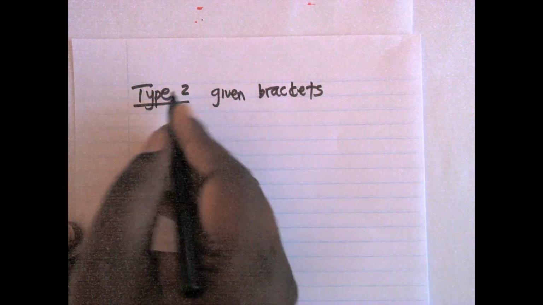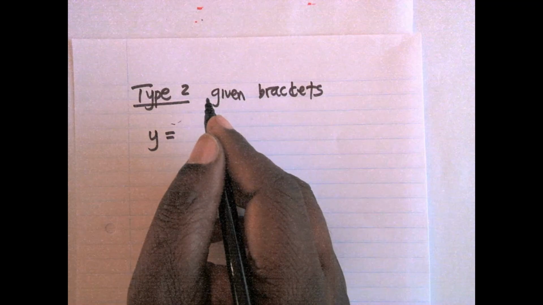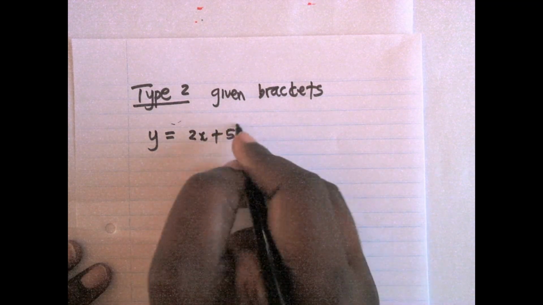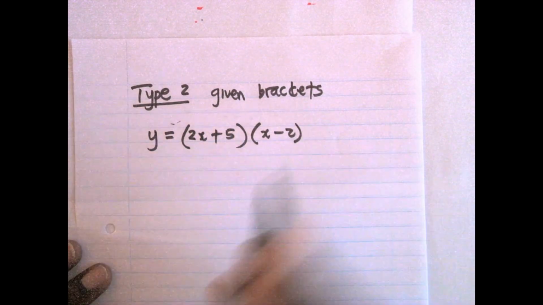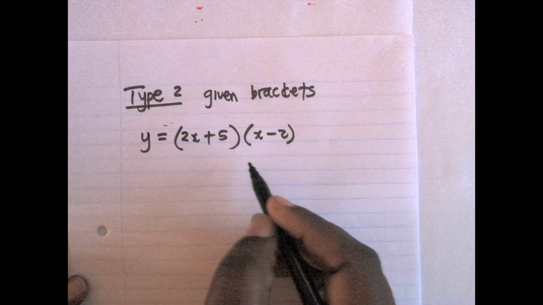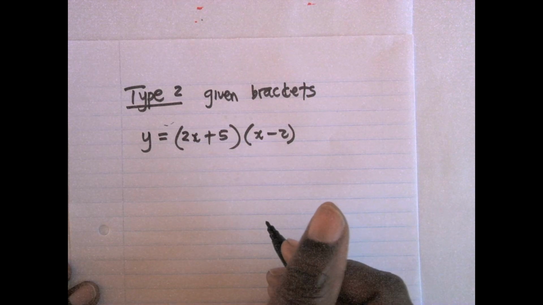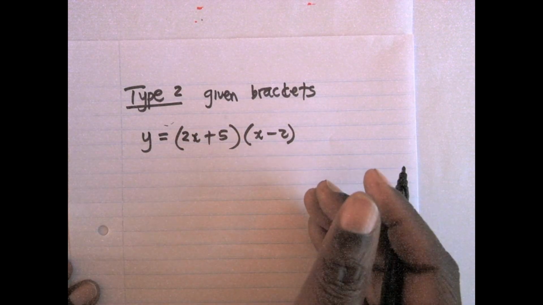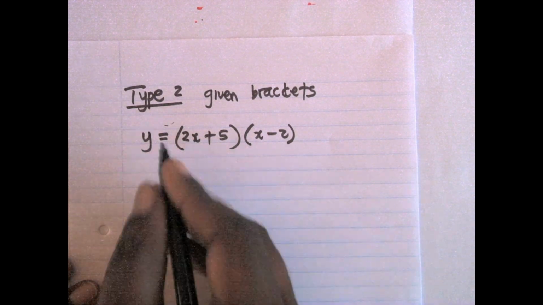Let's say we have this question here. y is equal to 2x plus 5, it's one of the brackets, and then the other bracket is x minus 2. In order for us to simplify this, we can use the method of distribution that we learned in the lower grades. And if we do this, what are we going to do? You can do it step by step, or you can do it in one shot. But in this video, I'm going to do it step by step.